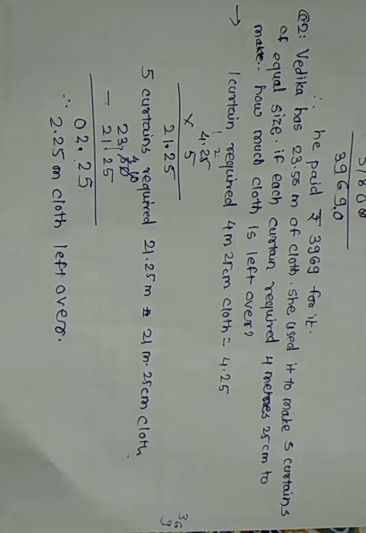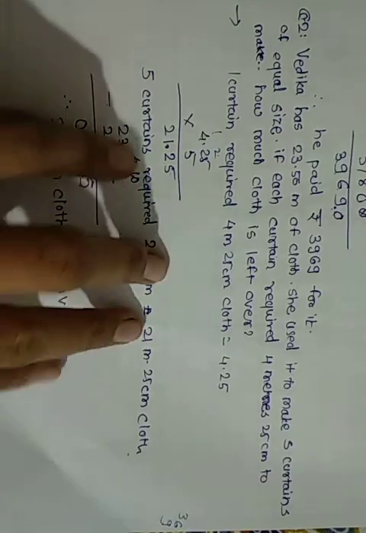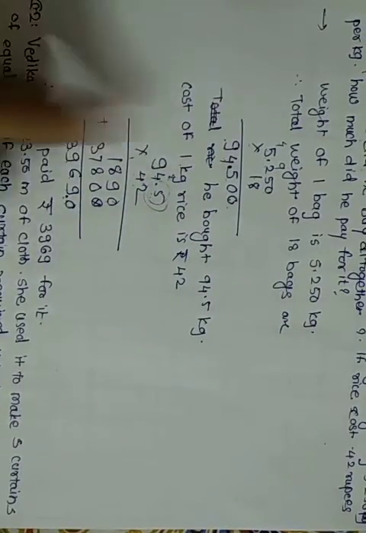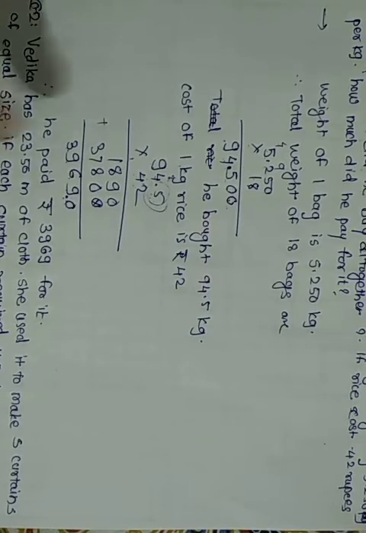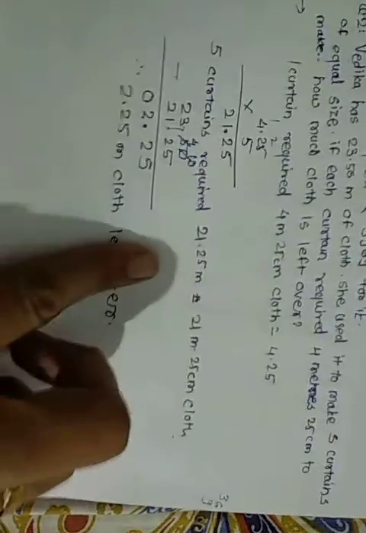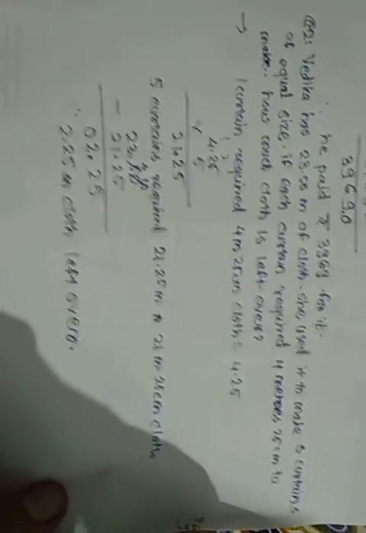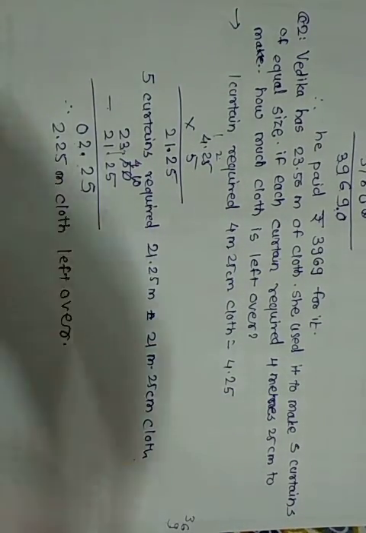For solving the word problems, first understand what you will do here. See here, first multiplication, then subtraction. Here also same. There are 2 multiplications. First also multiplication, and then for finding out the cost, there is again multiplication. So first understand the example, then solve it.